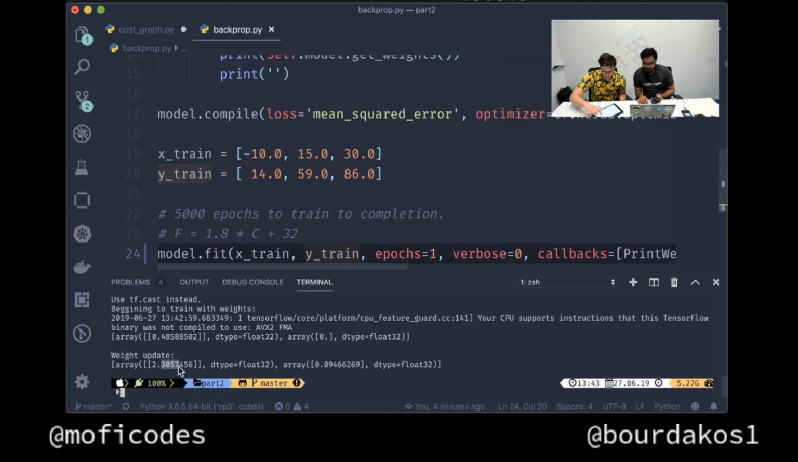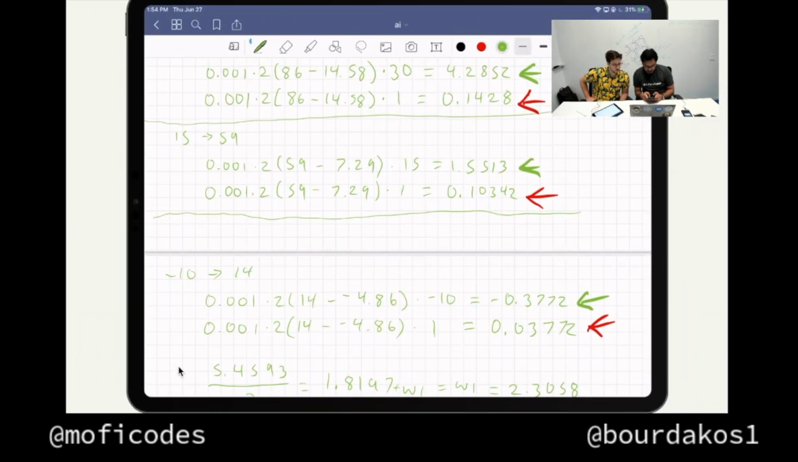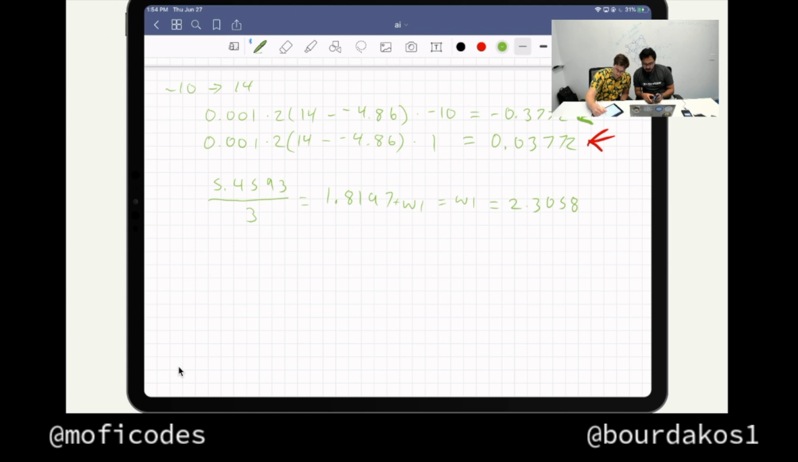Okay, now let's do the bias. So can you add up all of these in red? Yes, so they are 0.1428 plus 0.10342 plus 0.03772. And divide that by... Well, let me write that down first. 0.28394. Divided by 3. I divided by 3 too.